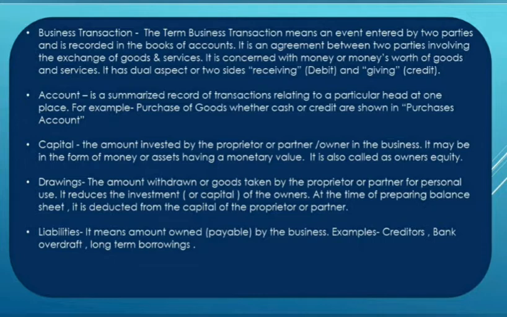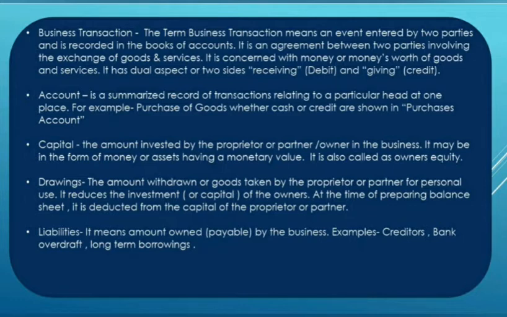So it is concerned with money or money's worth of goods and services. It has two aspects, or a dual aspect. Why a dual aspect? Because one side would be the receiving side, that would be debited, and the other side would be the giving side, that means it would be credited. Like you're getting a pen and to the shopkeeper you're paying cash. So what is coming in? Your pen as an item is coming in and cash is moving out from your pocket.